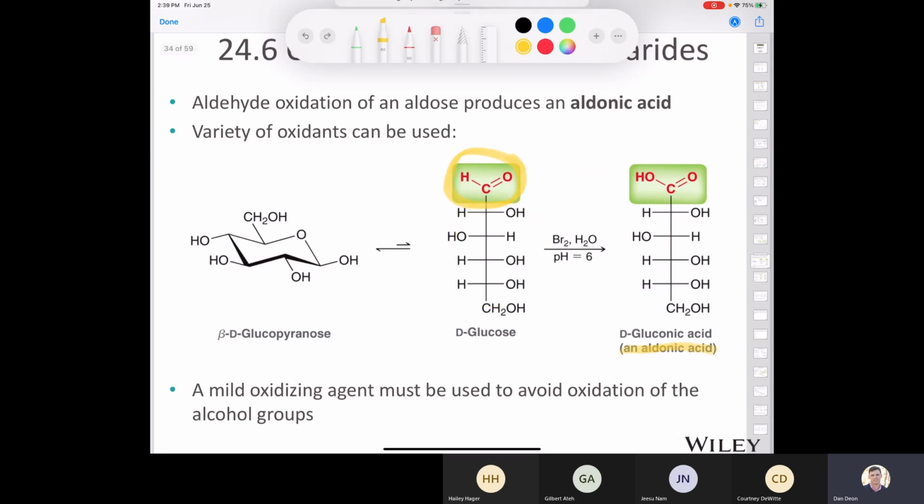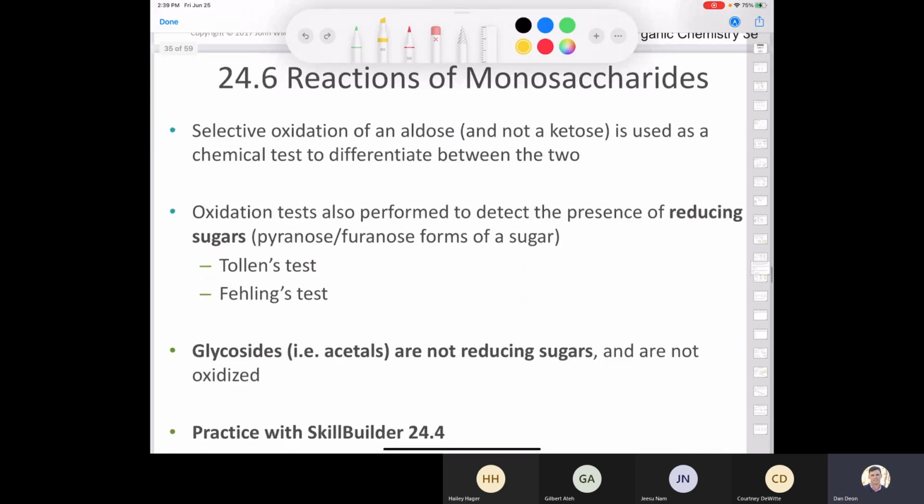Okay, and if you're wondering, well, what would happen if we treated it with stronger oxidizing conditions, I will mention that. It is coming, don't worry about it. All right, so selective oxidation of the aldose and not the ketose, again, as I told you, is a way to differentiate between the two. And the way that we do that is to use bromine in water at pH equal to 6. So that's what we saw on the last slide. Again, it's only going to oxidize an aldose, it will not oxidize a ketose.